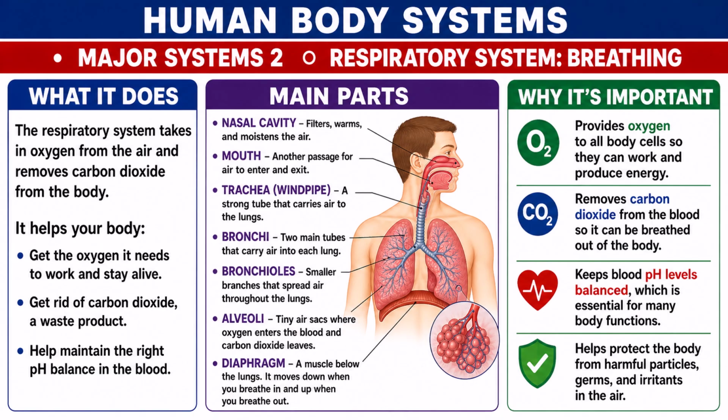Let's speak of the main parts. The nasal cavity filters, warms, and moistens the air. The mouth, another passage for air to enter and exit. The trachea, which we also call the windpipe, a strong tube that carries air to the lungs. Bronchi, two main tubes that carry air into each lung. Bronchioles, small branches that spread air throughout the lungs.